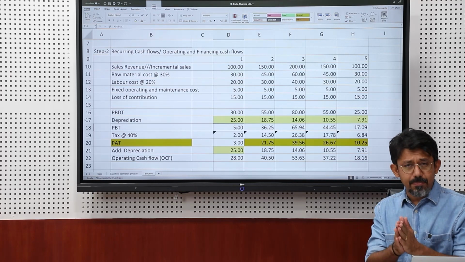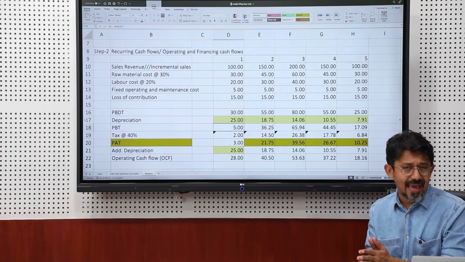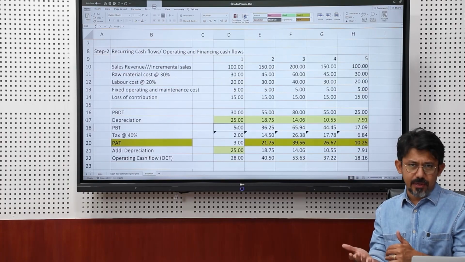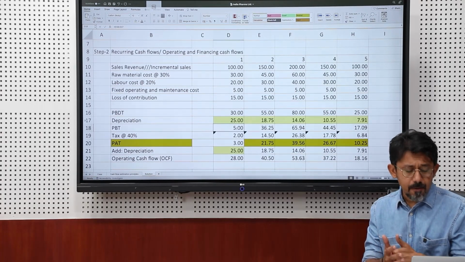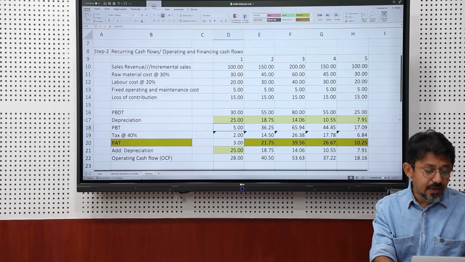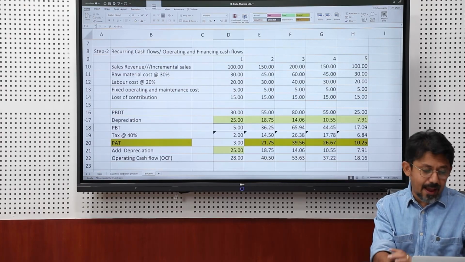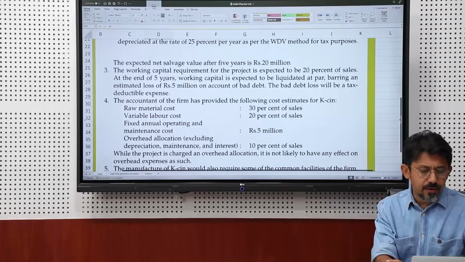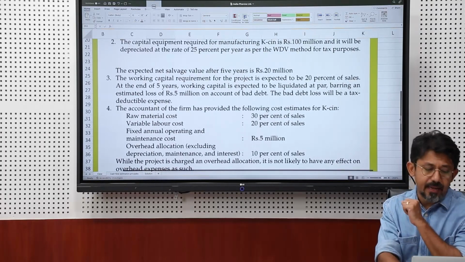So, we deduct depreciation for the profit calculation, we add back depreciation for the cash flow calculation. Hope that is clear. Now, let us look at the working capital point. Let me read this point one more time.